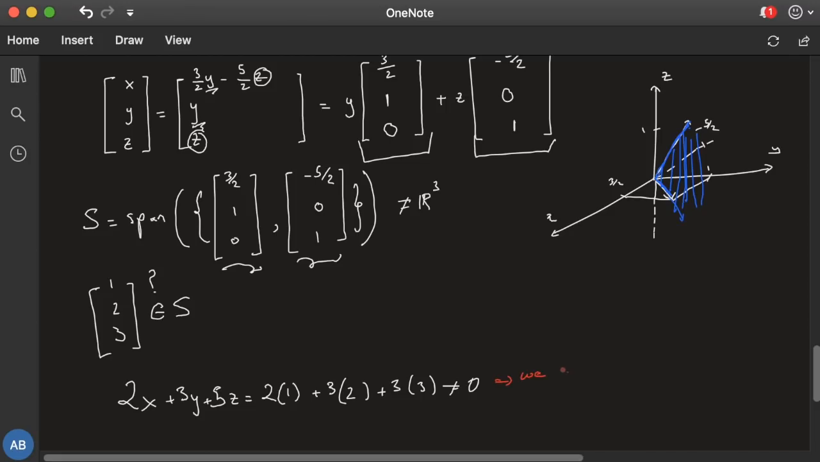This means that we cannot find two scalars c1 and c2 such that the vector in question, 1, 2, 3, is equal to c1 times the first vector in the span plus c2 times the second vector. This is impossible. This is what it means. And you can actually see it coming from here. The second equation tells you that C1 must be 2 and that C2 must be 3. Well, if you pick C1 to be 2 and C2 to be 3, then it is impossible that 2 times 3 over 2 plus 3 times minus 5 over 2 is 1. This is not true, okay?